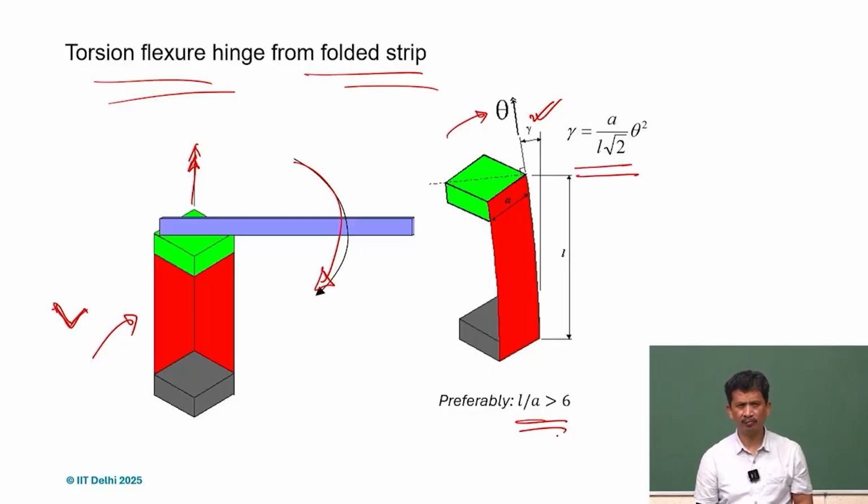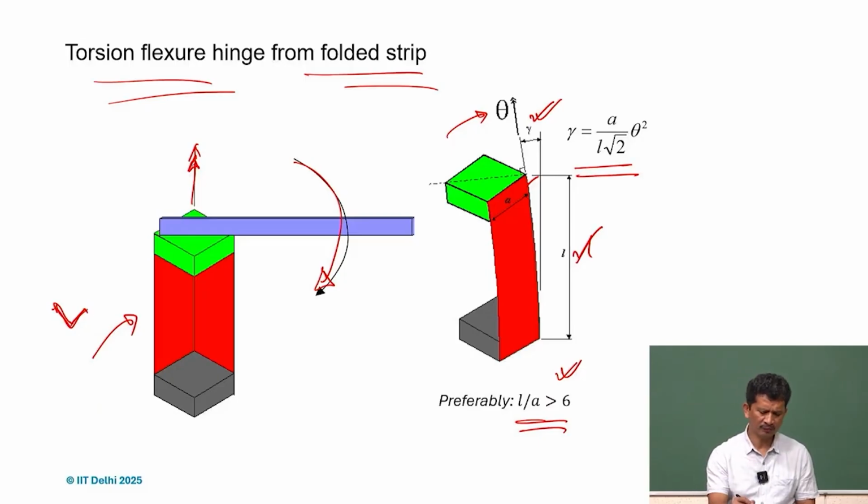That's why it's very important to have this L by A ratio, length versus this A, the width of the section. It's very important, and preferably it has to be more than 6. Otherwise, we cannot have a large theta, as well as there will be tilting. So if you want to avoid that kind of thing happening, then we have to keep this length higher. So L by A greater than 6.